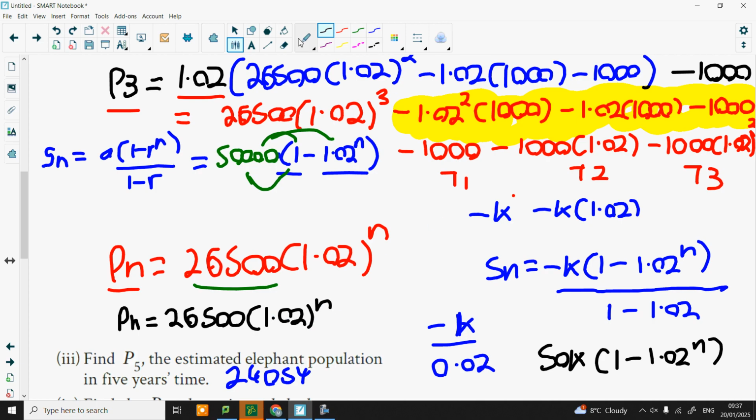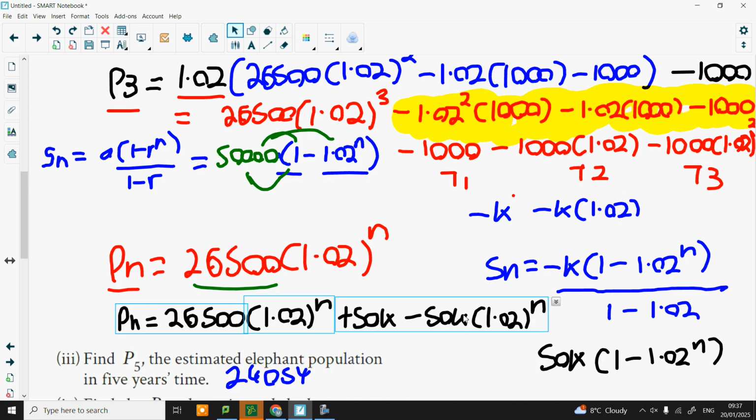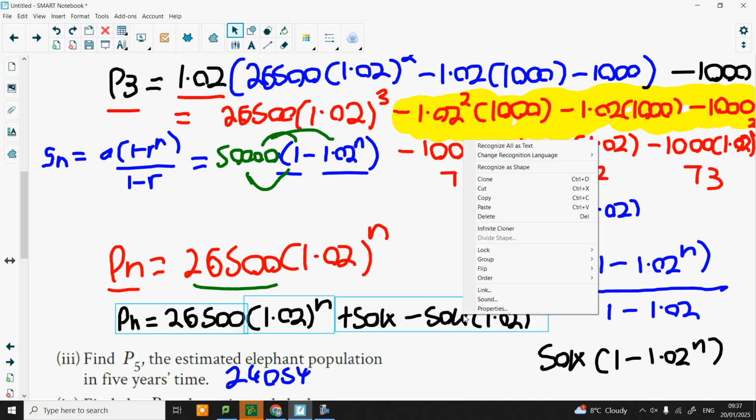Okay. So this Pn formula now becomes 26,500 times 1.02 to the power of n, plus 50K, minus 50K times 1.02 to the power of n. Is everybody happy with the calculation of the new figure, the new equation?